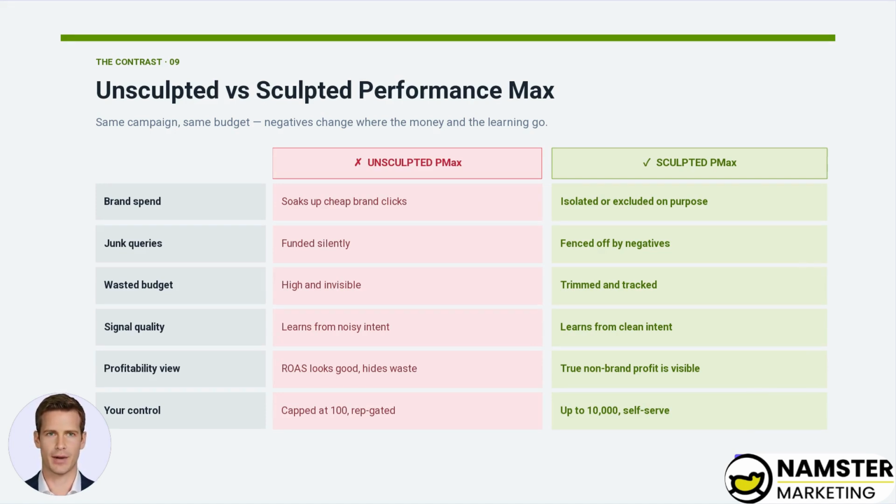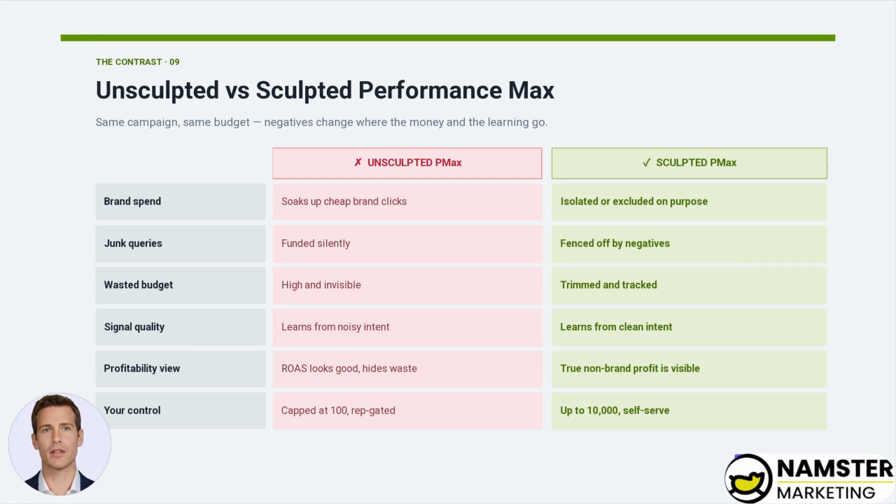In a sculpted campaign, brand spend is isolated or excluded on purpose. Junk queries are fenced off by negatives, and wasted budget is trimmed and tracked. Most importantly, the signal quality improves because the algorithm learns from clean, high-intent data. This makes true non-brand profit visible.